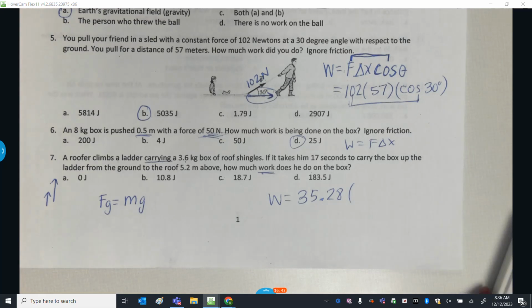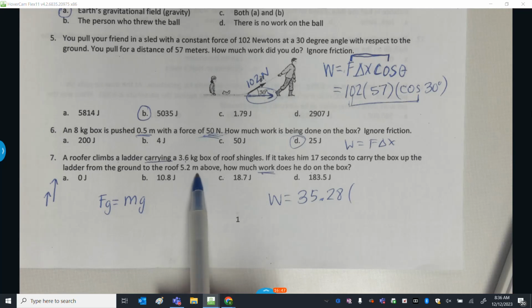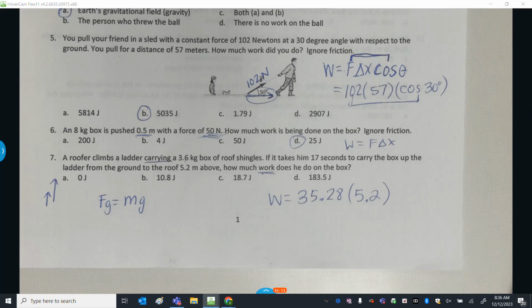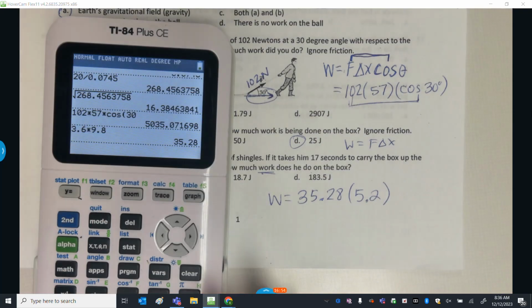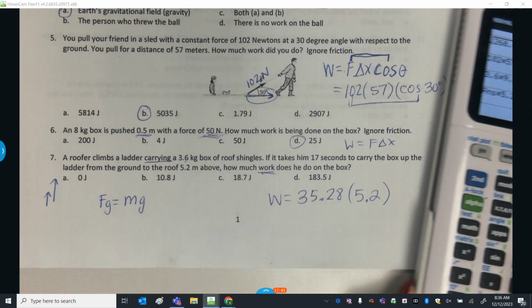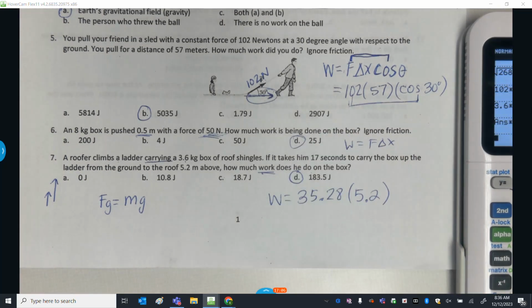Again, it's up. We're carrying it up a ladder. So the fact that the roof is 5.2 meters above, that's how high we're going, 5.2 meters. So we're going to multiply the weight of that box of shingles by the height that we're carrying it to, and we're going to get 183.456, or on here it's rounded to 183.5. It's answer choice D. So again, if you're lifting or carrying something upward, please find the weight, that will be your force, and then multiply it by the distance, which will be the height that you're carrying it to.